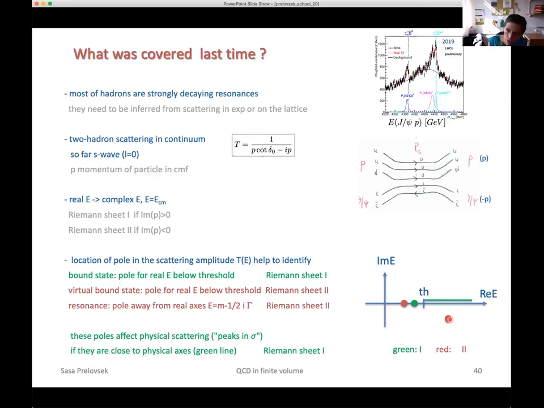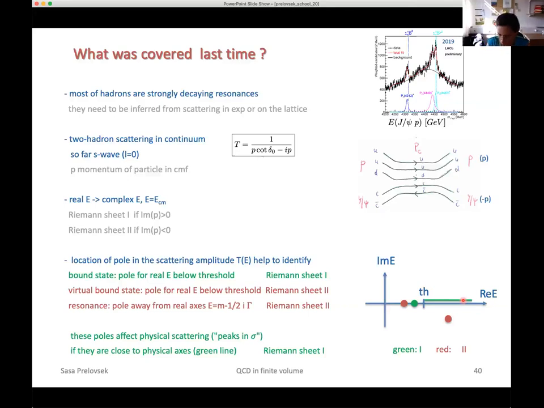And these poles affect the physical scattering, which is indicated by this green line, on the real axis, slightly above it on Riemann sheet one. That's where experiment probes. So if these poles are close to this physical axis, then there will be some bumps in the cross section related to these states. That was basically the lecture of the last time.